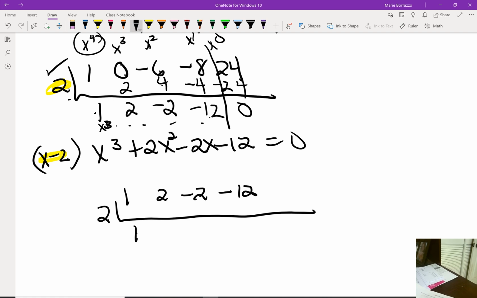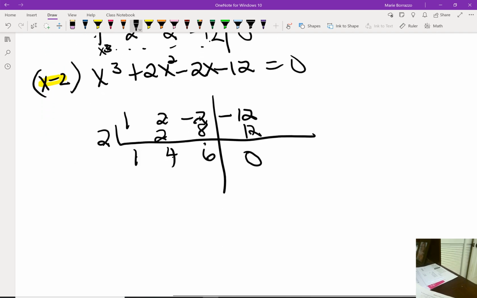2 times 1 is 2. 2 and 2 is 4. 2 times 4 is 8. 8 minus 2 is 6. 2 times 6 is positive 12, which gives me a 0. Okay, remember, we started with this one. Initially, this is now x3, which means that this is x2. So I have x squared plus 4x plus 6, and then obviously equal to 0.